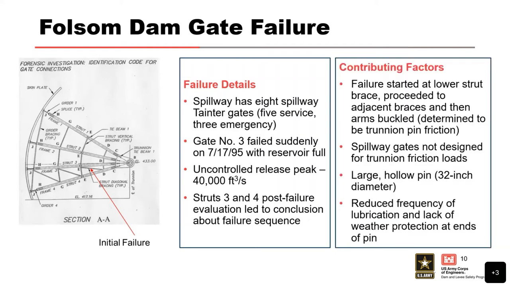Some of the contributing factors here: you see on the left side, the initial failure was one of those lower strut braces, and that proceeded, then you create a larger unbraced length on the strut arms, and that led to arm buckling. And this was determined to be because of trunnion friction as they were lifting those gates. It was determined that the gates were not designed for trunnion friction loads, and this one did have that large hollow pin with the large diameter, which then increases the moment on those arms when you are resisting the trunnion friction. What was also contributing was the reduced frequency of the lubrication of those gates and a lack of weather protection at the ends of the pin.